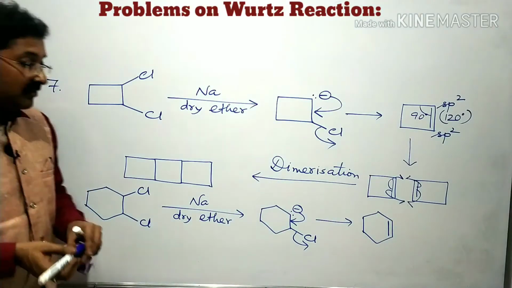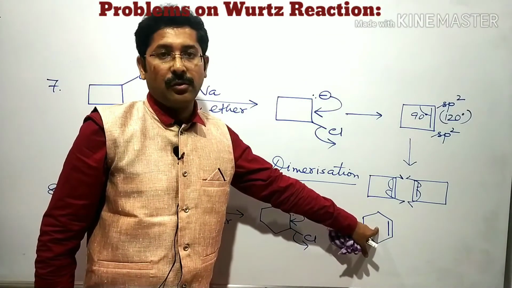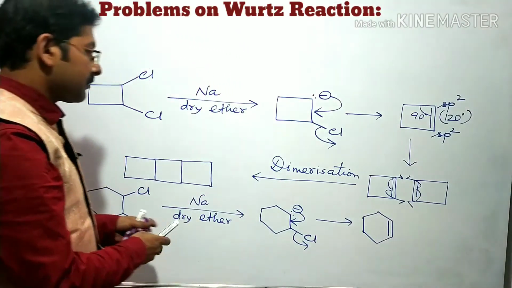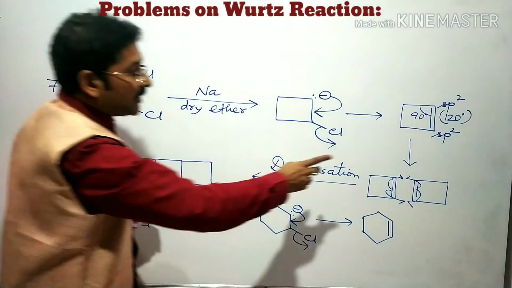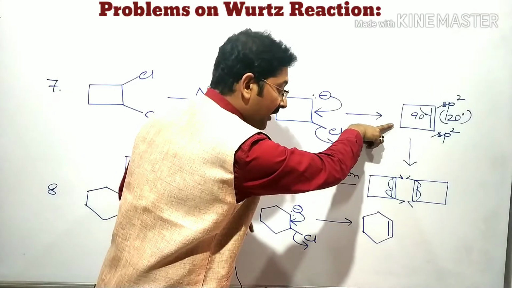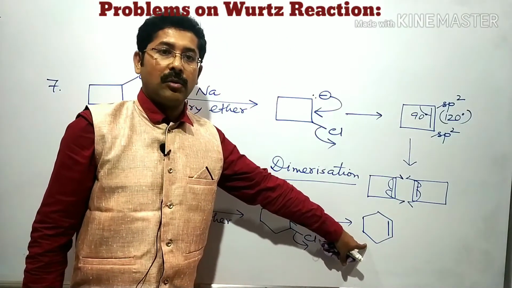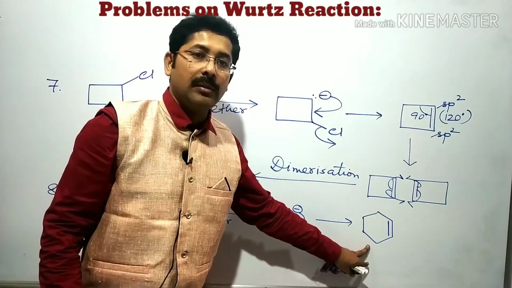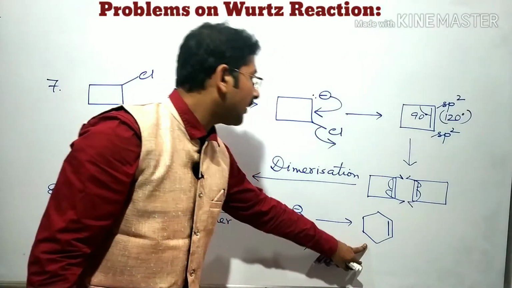Do you think this one will dimerize? No, sir. Because here there would be huge angle strain, but there is almost no angle strain here. Cyclohexene is a very stable molecule. So this will be our final product.